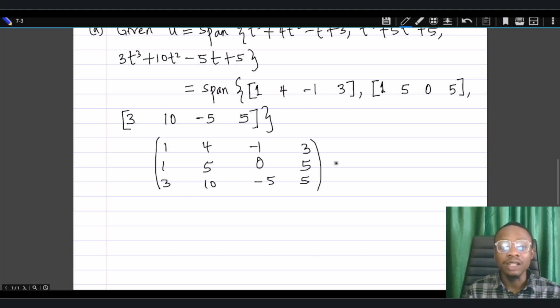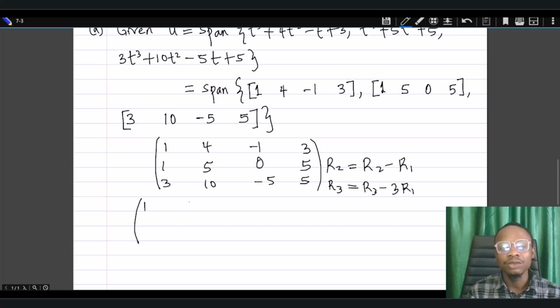So we'll just put it in echelon form. It doesn't have to be row reduced echelon form. For that, we say R2 equals R2 minus R1, because that ensures that this goes to 0, and R3 equals R3 minus 3R1. And when we do that, we'll get this result.